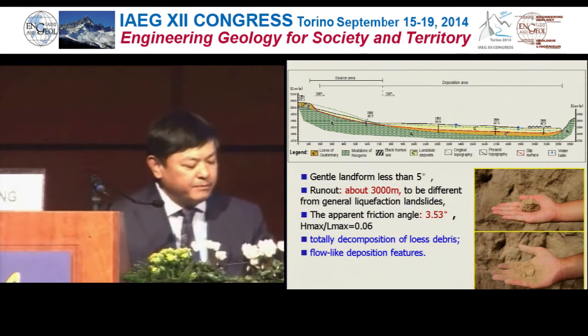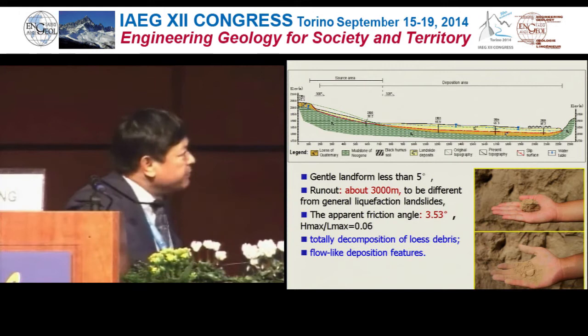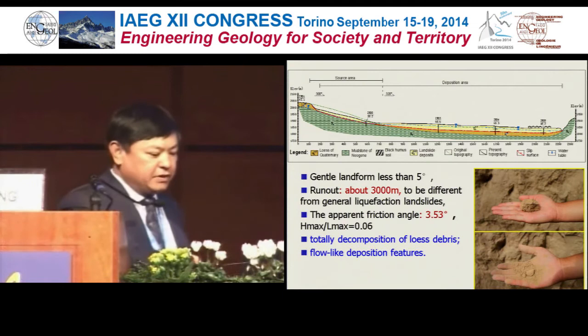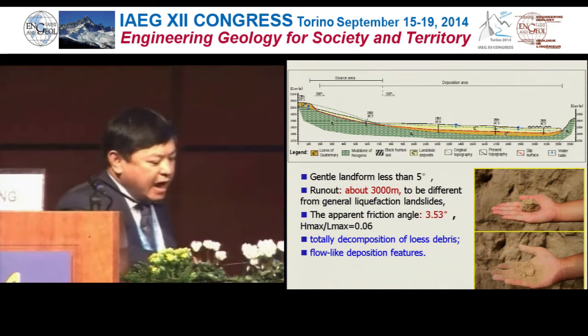the gentle liquefaction landslides. And the apparent friction angle is also very low. So you also observe the debris totally decomposed, and it shows a flow-like deposition feature. So it's a problem. It's a question why it has such a high mobility.